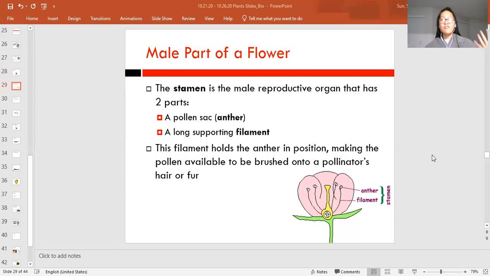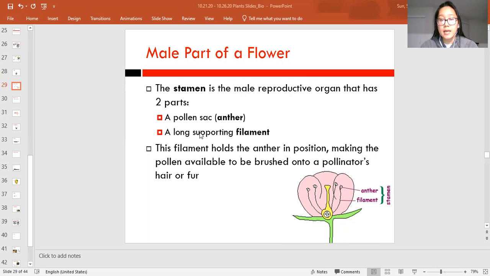So flowers have male parts. Male as in they're the ones producing the sperm-related material, okay? So the stamen is the male reproductive organ, and it has two parts. The first part is the pollen sac or the anther. So it's this little thing at the top, this little package at the top of the stamen, and it contains pollen on top of it.